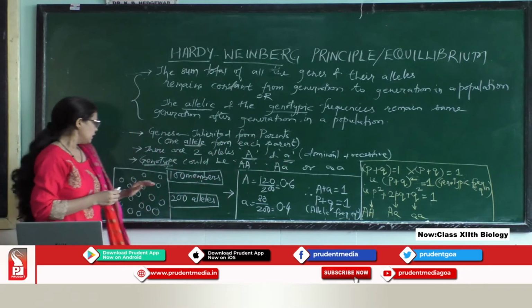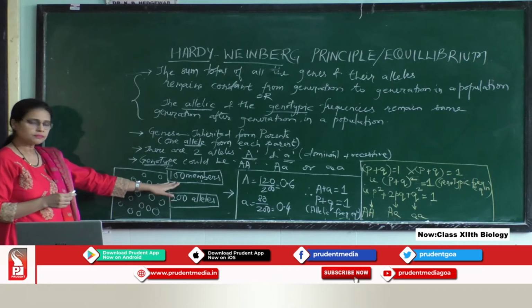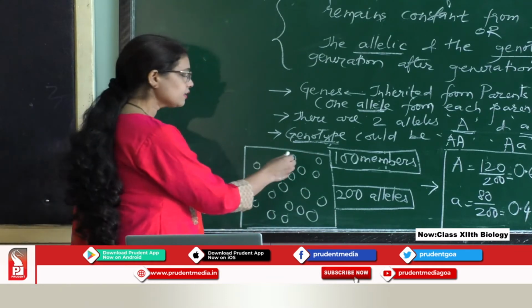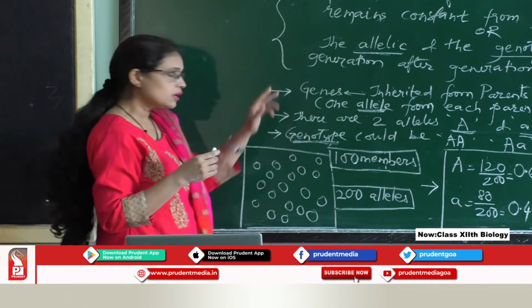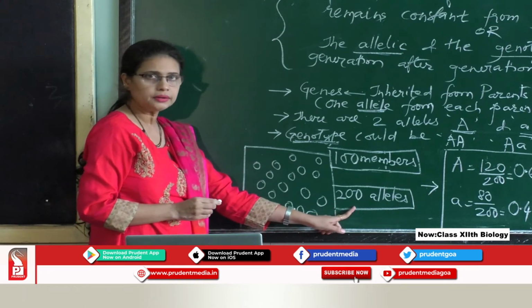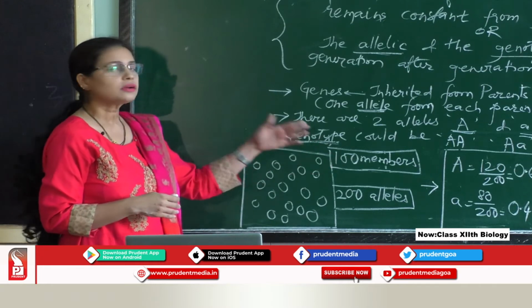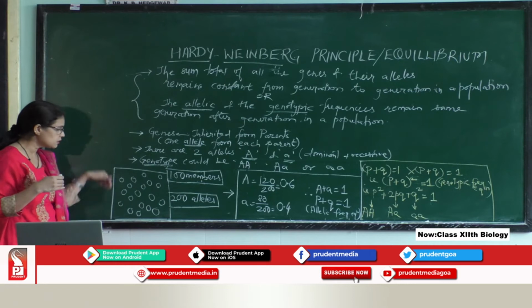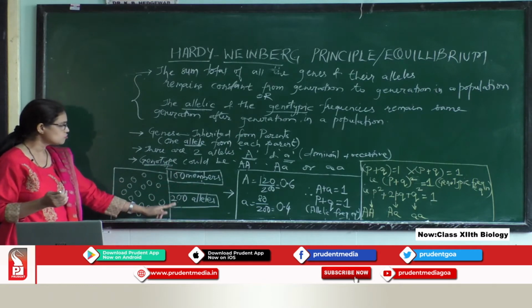Let's imagine a human population of 100 members. Considering that each member has two alleles in his or her genotype, the sum total of all the alleles is 200. 100 members, 200 alleles. I have written 100 here, but you can take any number, 750, 1000, 2000. The total number of alleles will always be double the number of individuals.